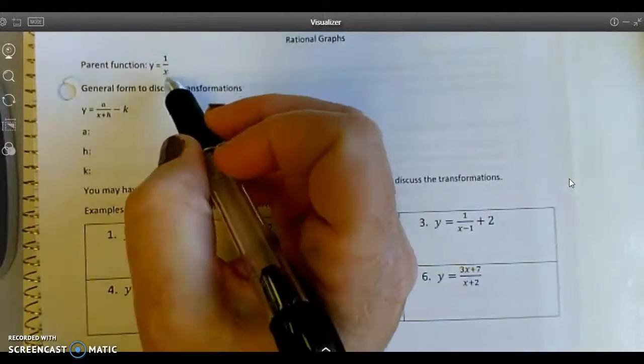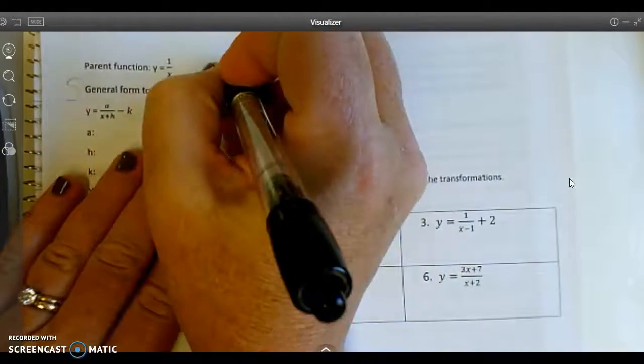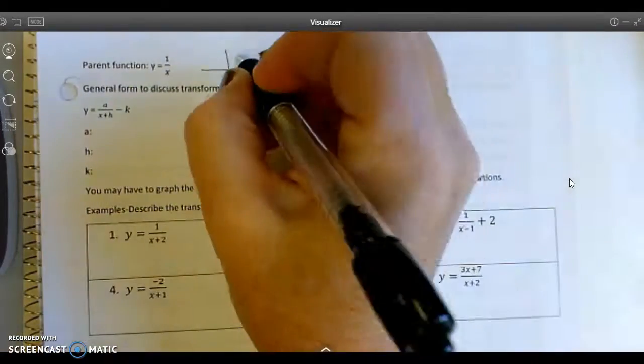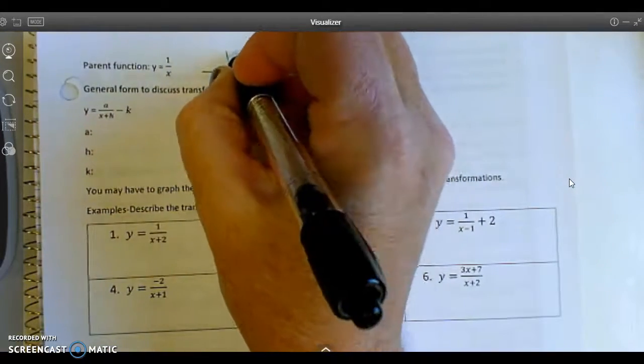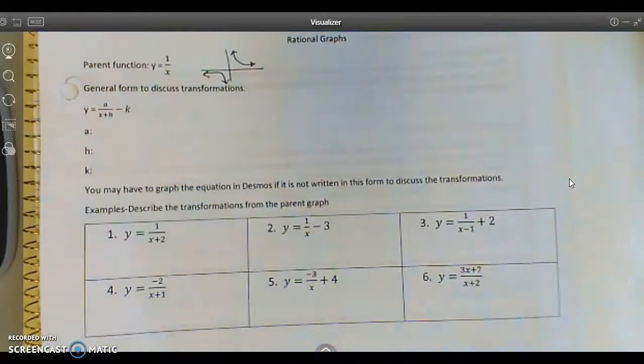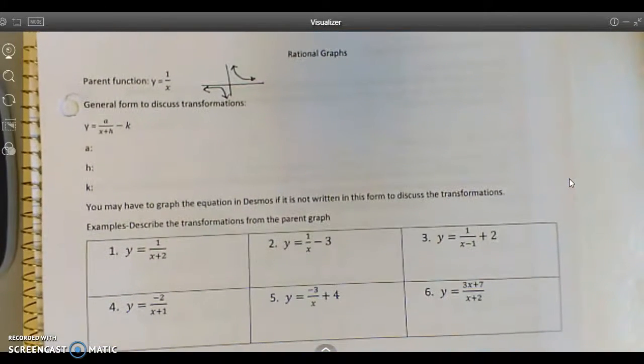Okay, so 1 over x is like the parent function, and I'm just going to go ahead and draw it so that you can see it, and so that you have it. This is like the original, so if you're ever trying to figure out what it looks like, that's the original. And it's very positive up there and then comes down here to the negative.